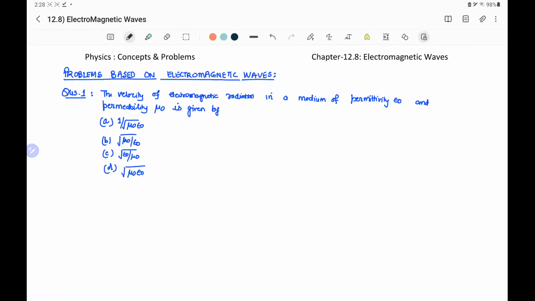Problems based on the electromagnetic waves. First question: the velocity of the electromagnetic radiation in a medium of permittivity epsilon naught and permeability mu naught is given by? The speed of the electromagnetic wave is given by 1 by square root of mu naught into epsilon naught. So option A is the correct option.